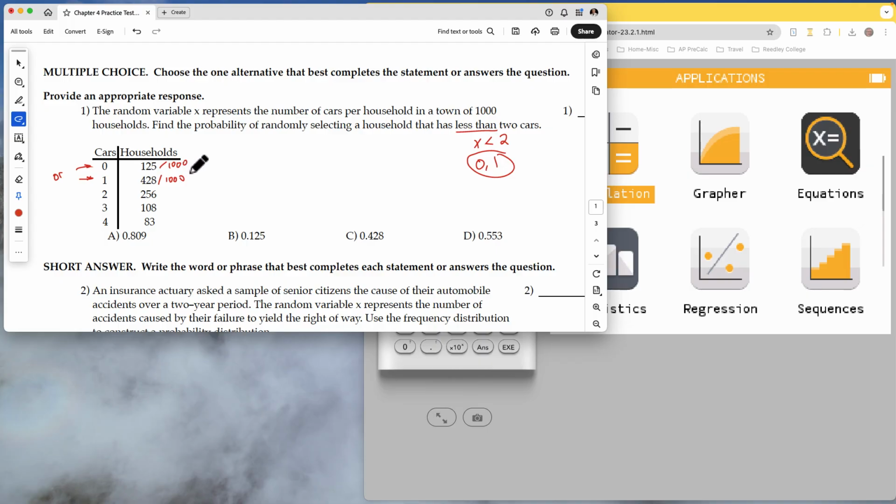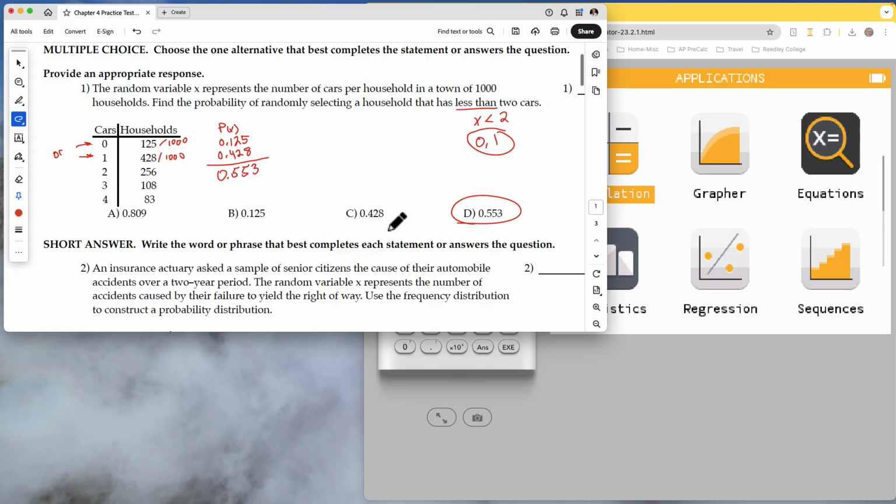It's nice that we have 1,000. You move the decimal place over 3 places, so the probability of x happening for 0 will be 0.125, and the probability of having 1 car, move it over 3 places, will be 0.428. And we just need to add these two probabilities together. So we get 13, carry the 1, that's going to be a 5, and that's going to be a 5, so 0.553. That's the answer right there.